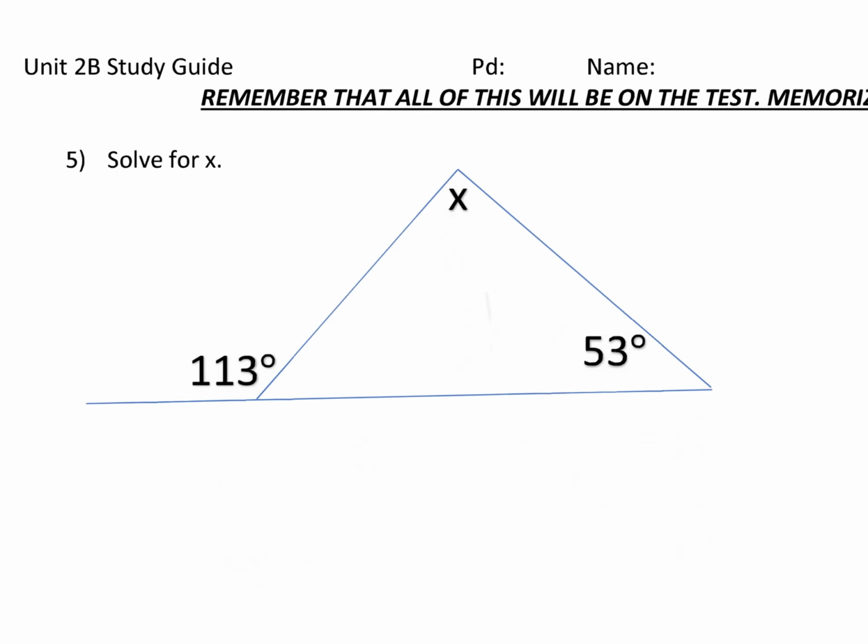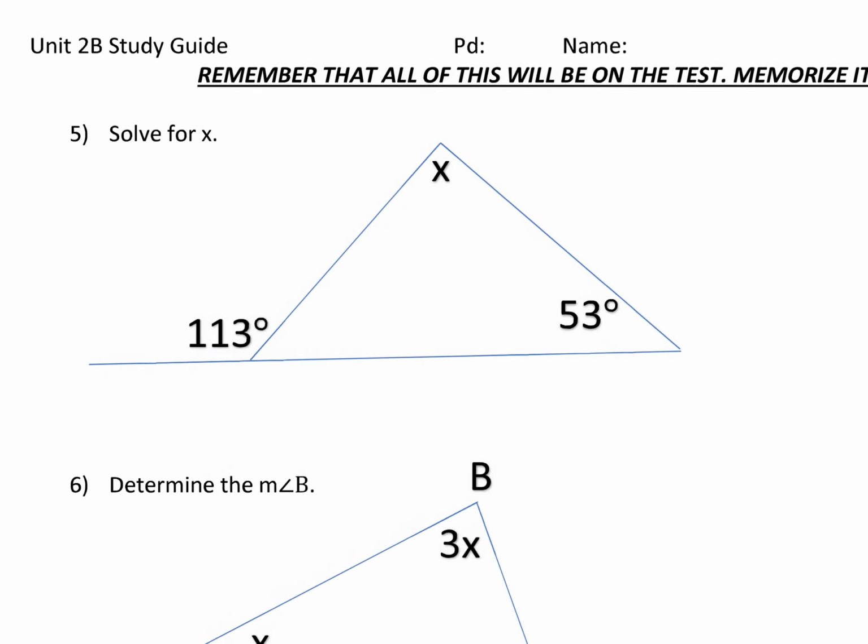All right, up to number 5. Now we've got an exterior angle. So we know that this angle equals the sum of those angles, the non-adjacent ones. So this one, we know would equal 180 because that's a linear pair. So this should kind of make sense, this idea.